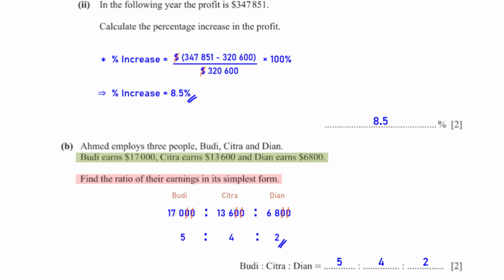The ratio of their earnings is Budi is to Citra is to Diane equals 17,000 is to 13,600 is to 6,800. When we divide through the ratio by 100, we are left with 170 is to 136 is to 68. The highest common factor of 170, 136, and 68 is 34. So when we divide through the ratio by 34, we are left with 5 is to 4 is to 2.